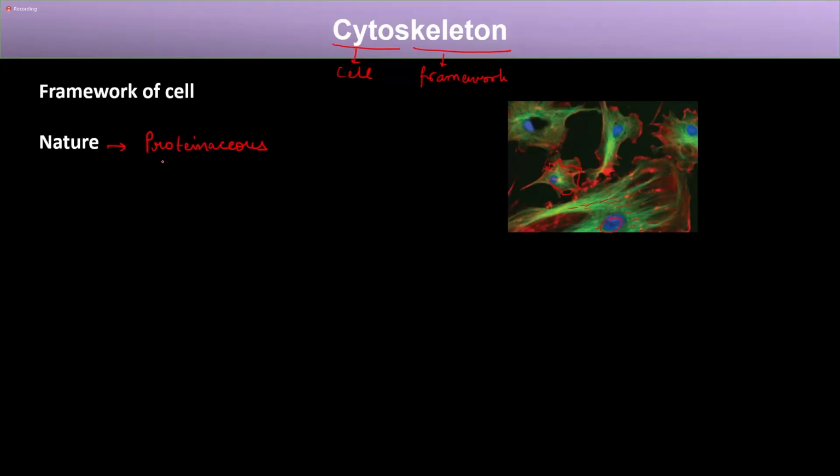So we can write that apart from being made up of protein, it is also filamentous in nature. Filamentous means thread-like. And what else can we write? That it is very minute, very fine. These are very fine threads. So the nature of this cytoskeleton is very minute or fine.